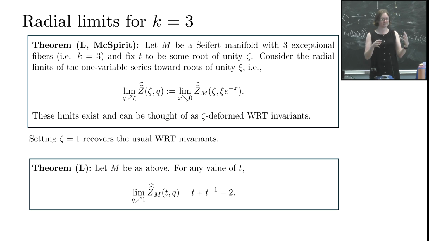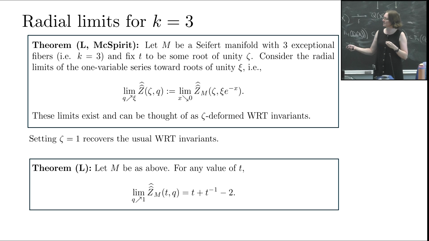If we fix a manifold with 3 exceptional fibers, and we fix T to be a root of unity zeta, you can take a limit along a ray from the origin to any root of unity, just like a straight line. These limits are always going to exist, and they can be thought of as zeta-deformed Witten-Reshetikhin-Turaev invariants. The reason we say that is because when zeta is 1, you recover the usual Witten-Reshetikhin-Turaev invariants. That was already known; that's the result of Murakami in our context.